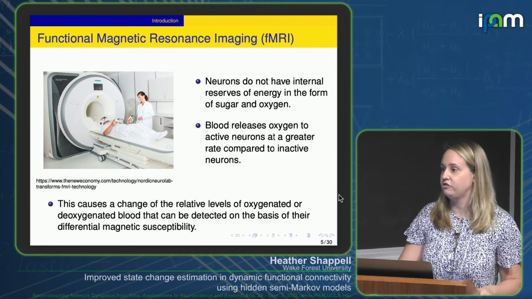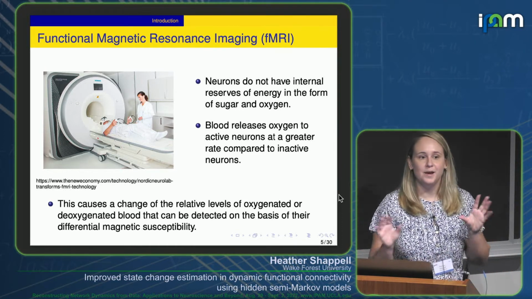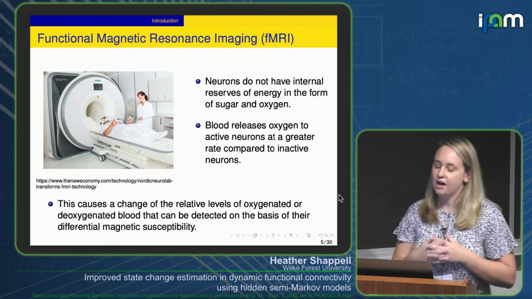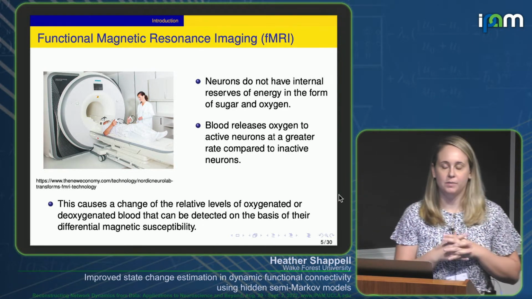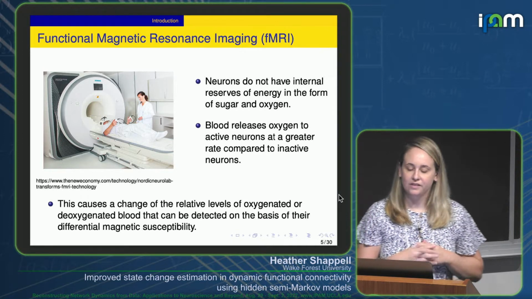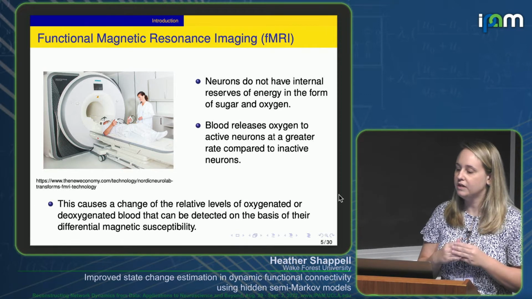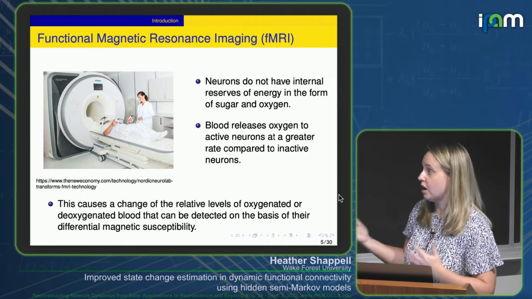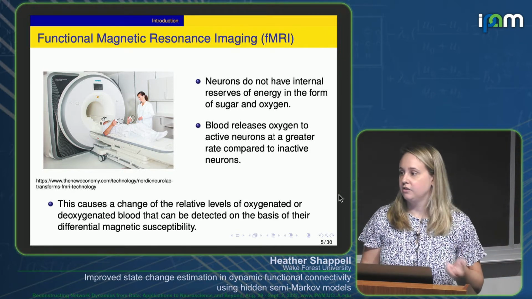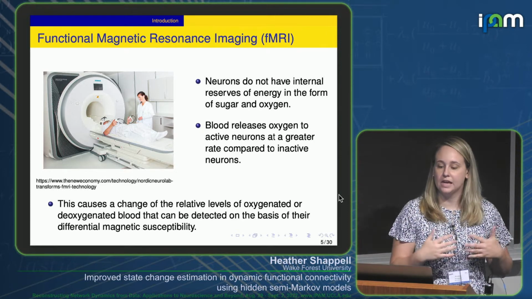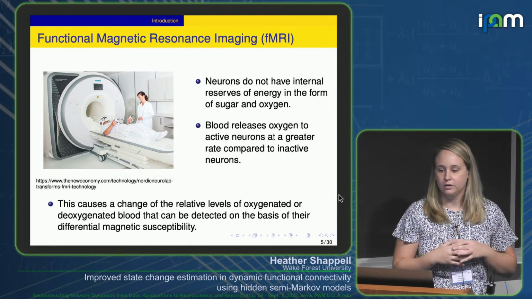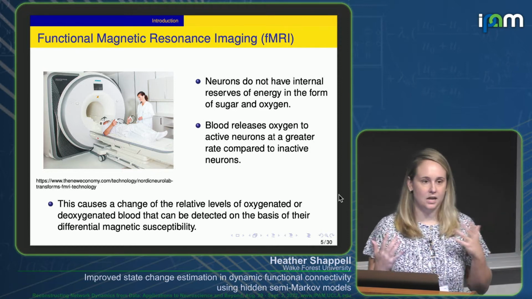So I am a statistician and not a neuroscientist. So this is my very naive, big picture understanding of fMRI. I wasn't sure if everybody was familiar with fMRI, and neuroscientists in the room might be laughing at this explanation, but this is how I understand it: neurons do not have internal reserves of energy in the form of sugar and oxygen, and blood releases oxygen to active neurons at a greater rate compared to inactive neurons. And then this causes a change in oxygenated or deoxygenated blood that can be detected by the scanner, basically on the basis of different magnetic susceptibility.